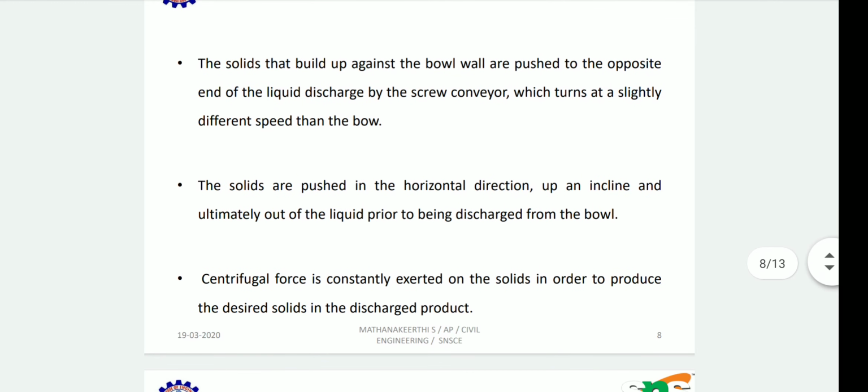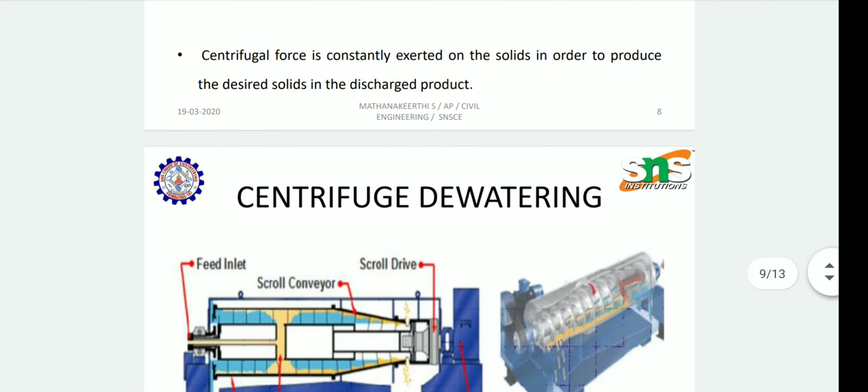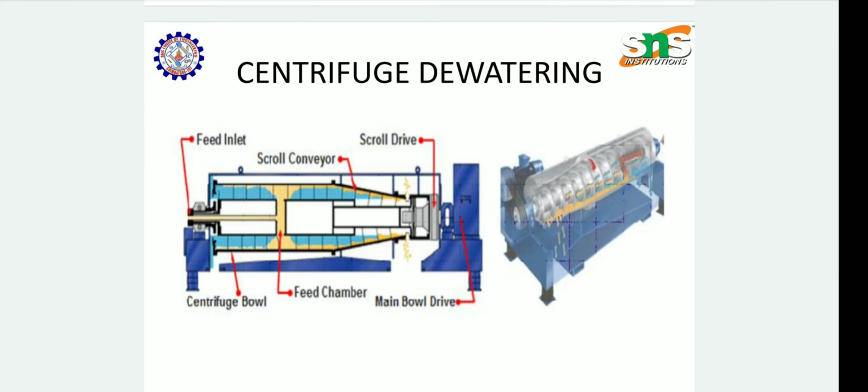The solids dewatered from the centrifuge processing turn at a slightly different speed than the bowl. Then the solids are pushed in the horizontal direction up an incline and ultimately out of the liquid prior to being discharged from the bowl. The centrifugal force is constantly exerted on the solids in order to produce the desired solids in the discharged product. So this is centrifuge dewatering, which consists of a centrifugal machine which rotates and creates centrifugal force. Centrifugal force is nothing but the force acting from inwards to outwards. So this conveyor, by means of centrifugal force, causes the dewatering of the sludge.